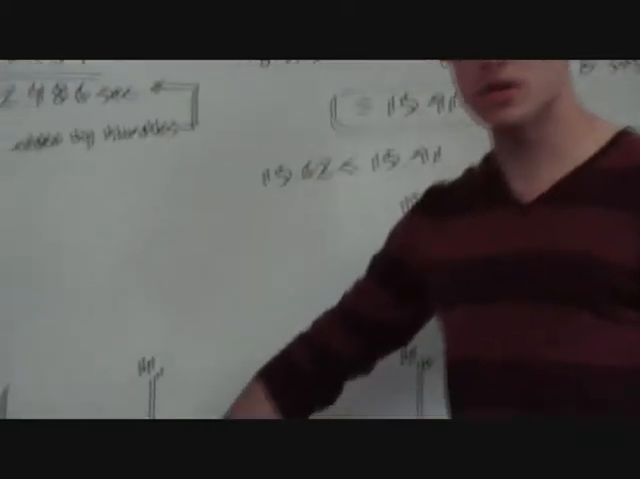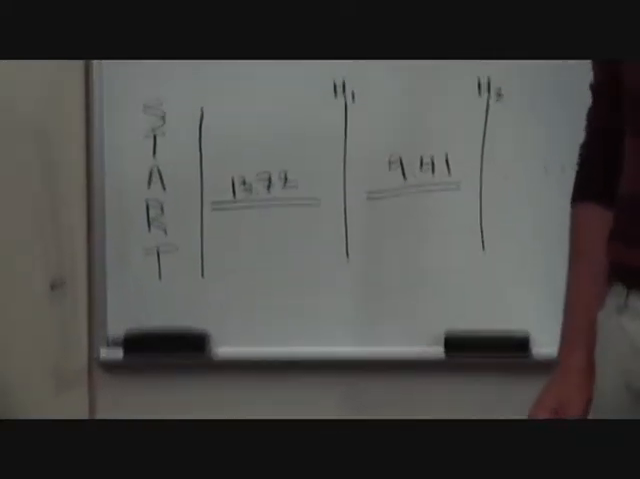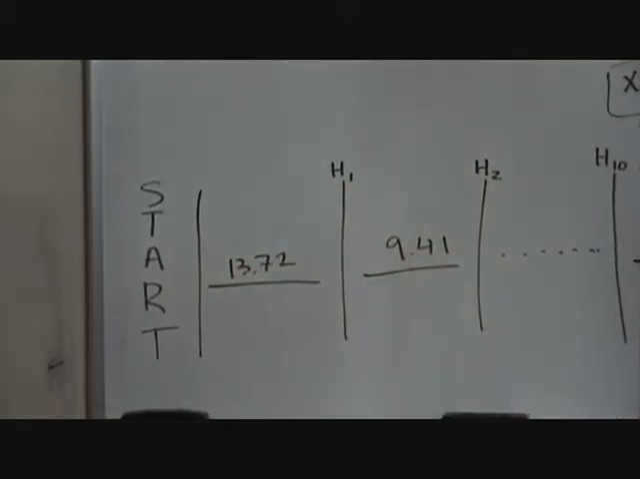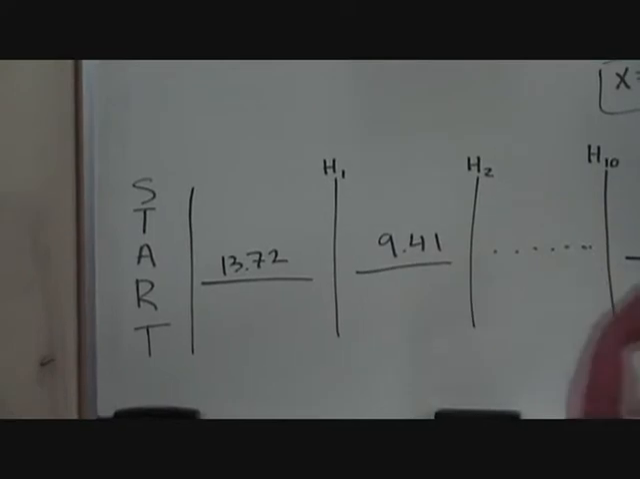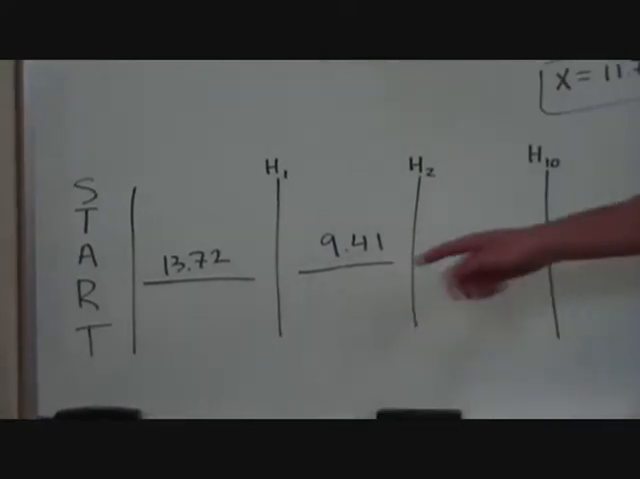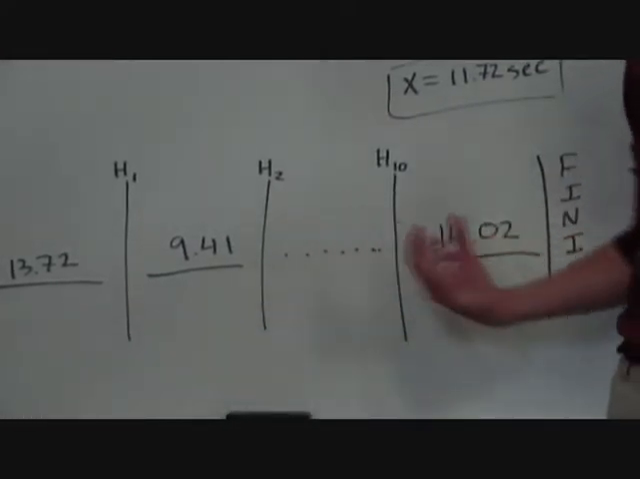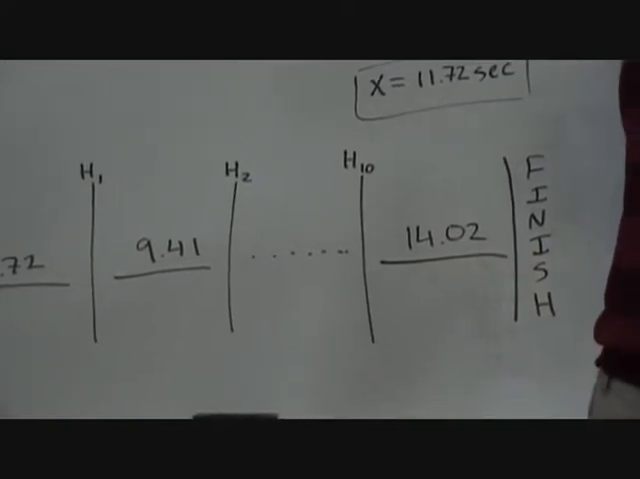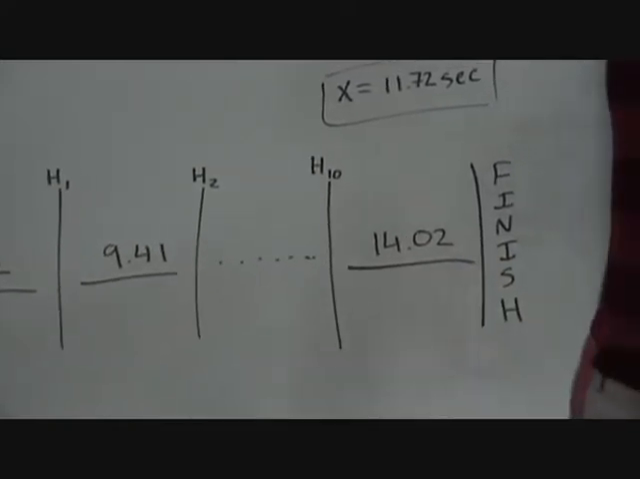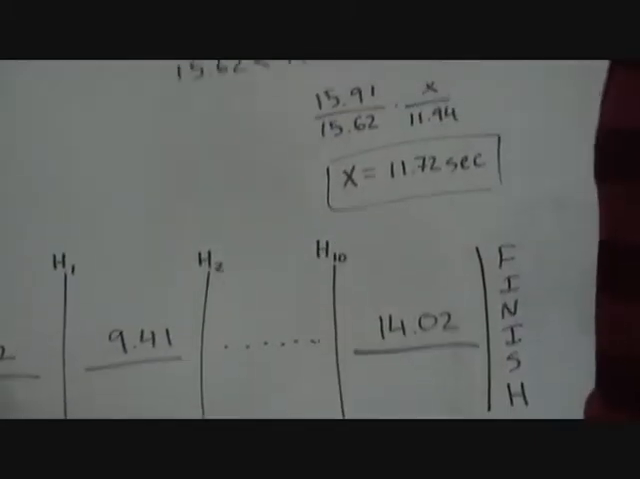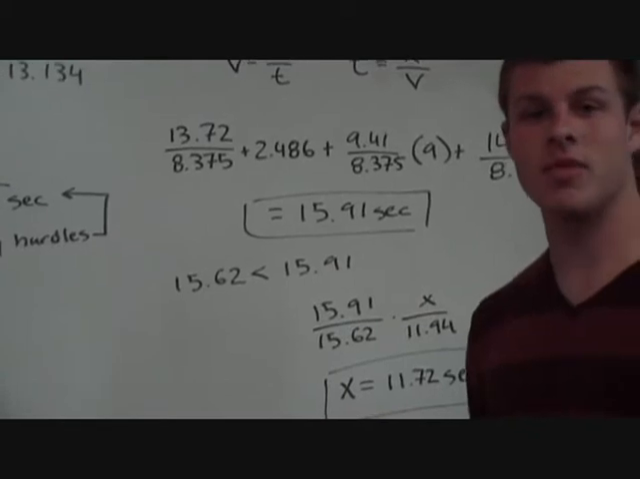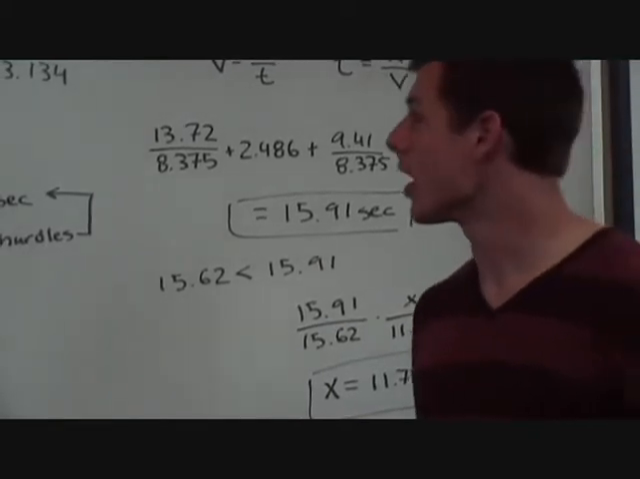Now we're going to go down here and look at the hurdles race. From the start line to the first hurdle, it is 13.72 meters. Between the hurdles, it is 9.41 meters. There are a total of 10 hurdles, so 9 times in between. And then between the last hurdle and the finish line is 14.02 meters.